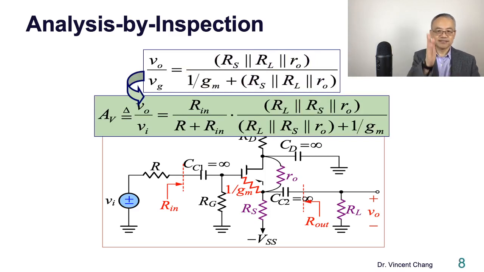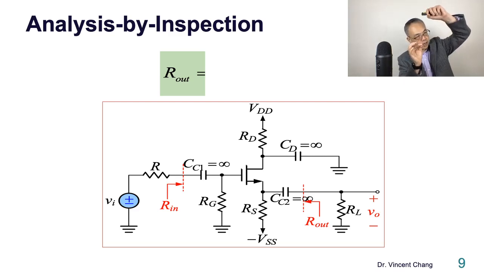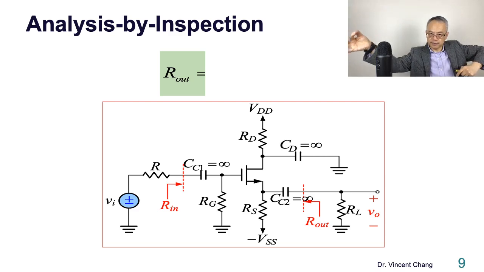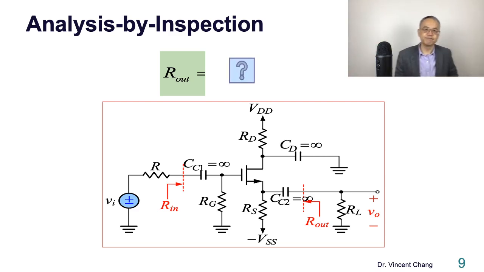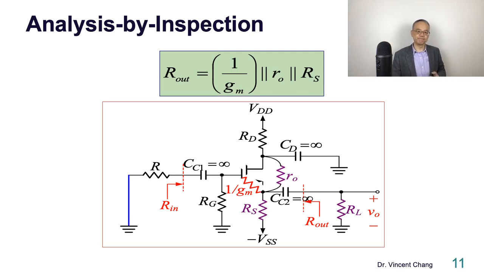And then here's the final overall voltage gain. It's easy. What about output resistance? Between source and ground, RS. Between source and ground on the top, RO. And there's the AC ground at the gate. So it's the combination of these three.